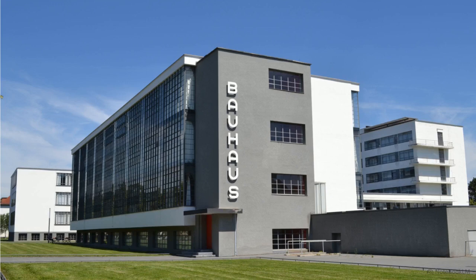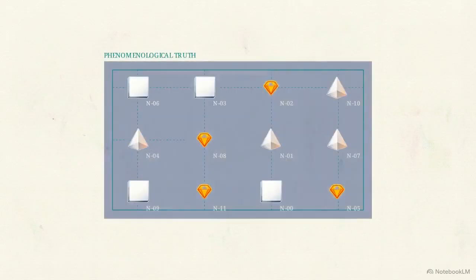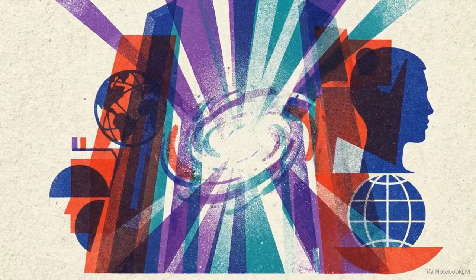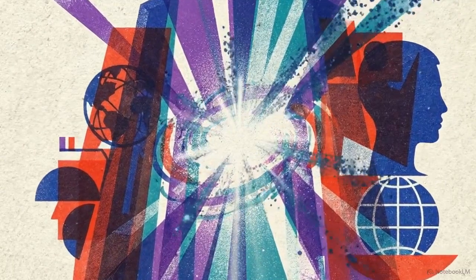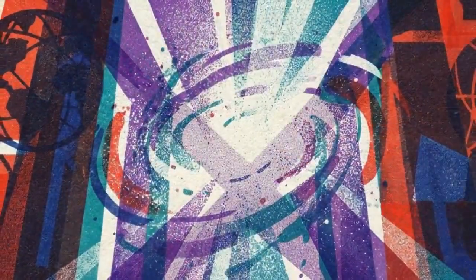This approach draws directly from historical movements like the Bauhaus. Its philosophy of form follows function gave illustrators the structural logic needed to take chaotic, sprawling information and give it shape. Phenomenological illustration takes the invisible systems that dictate our lives and forces them into a structured, readable order.